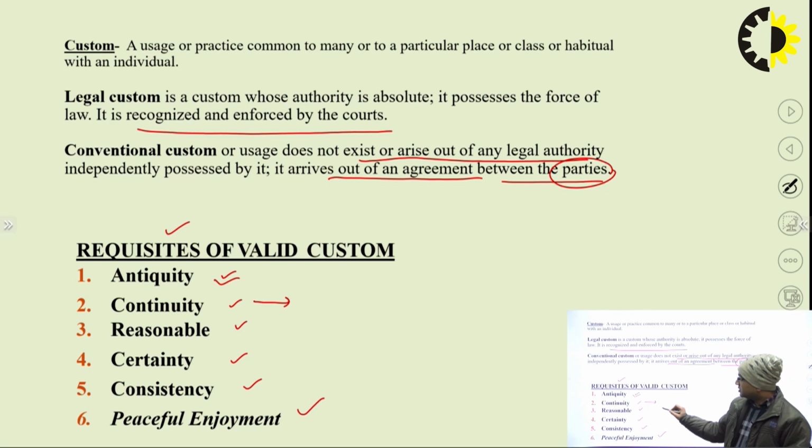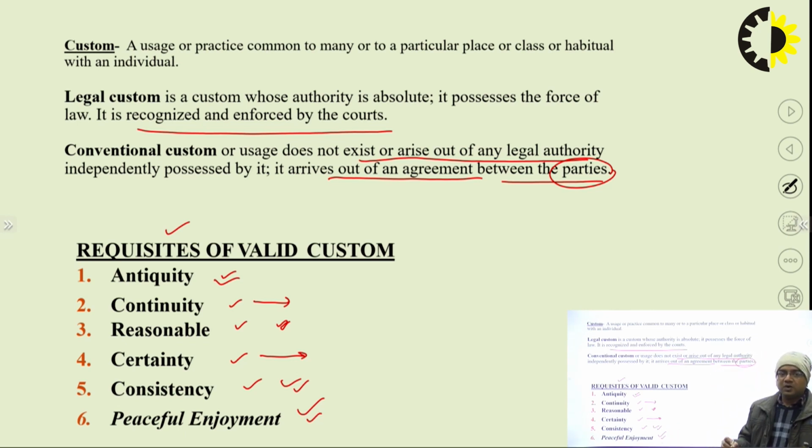Thirdly, the reasonable. Reasonable simply means that it should have some importance. It should show that if we follow such customs, then we are benefited in a particular manner. Then certainty, which simply means that there shouldn't be any vagueness in terms of how it should be practiced. It shouldn't be that some people know and some people do not know, or are following that custom on their own. Then there should also be consistency, and lastly the peaceful enjoyment. The people who follow the custom shouldn't be unhappy with it. It shouldn't be that some people are affected because of the custom.